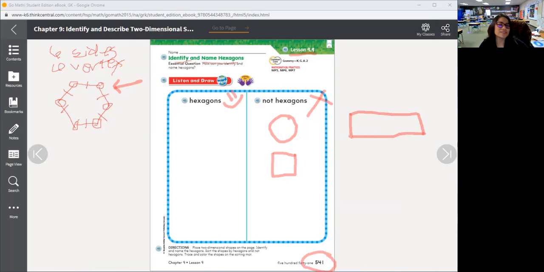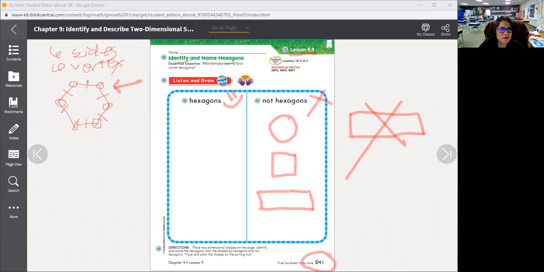I'm gonna call on Tomas. Is this a hexagon, Tomas? Yes or no? No. Why is it not a hexagon, Tomas? Can you tell me why it's not? We're going to draw it on this side because it's not. Tomas says it isn't. Why is it not a hexagon? How many sides does a hexagon have, Tomas? Turn on your microphone, honey, so I can hear you. How many sides does a hexagon have? 4.